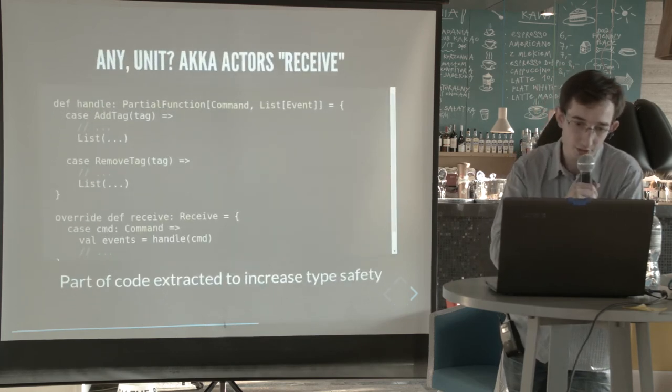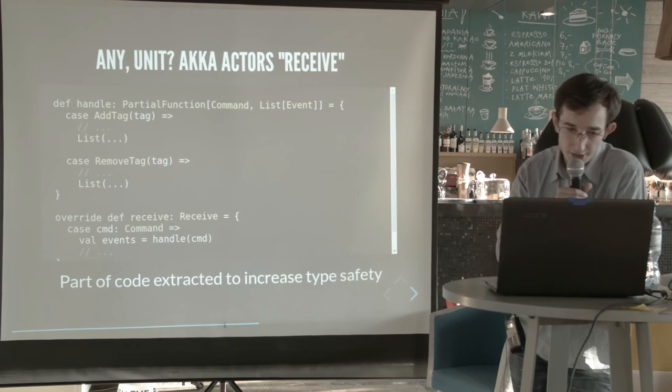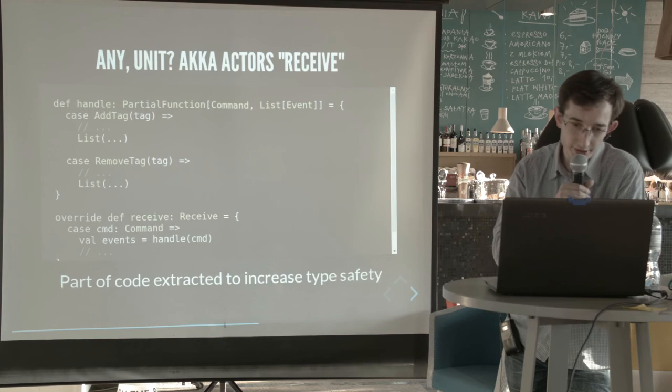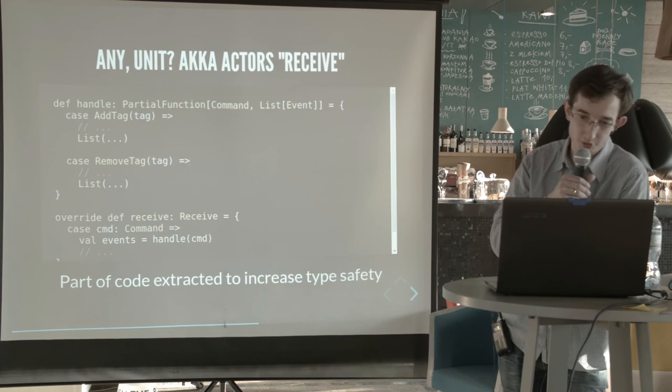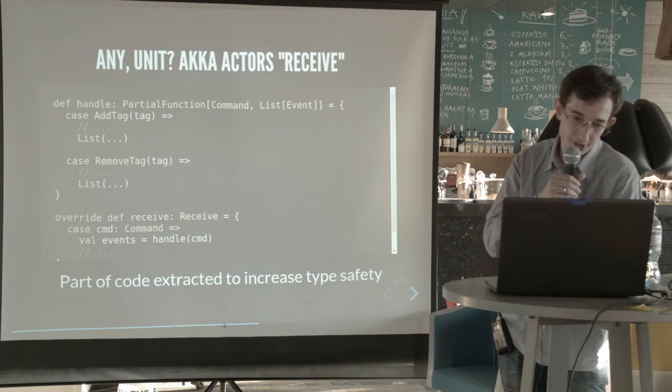Let's come back to our receive method and partial function to unit. Similar to protos, more type-safe code was extracted to an external function. It looked like that. In this particular case, the receive block is very small and it delegates its work to other partial functions from command to list of events. And you can see it is now very clear what this method does. It takes a command and results in events that should be returned when applying the command in the current state.